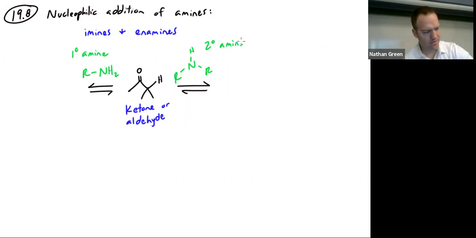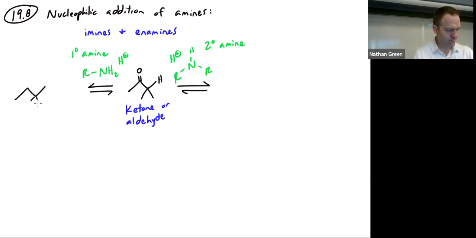Okay, when you have a primary amine, and these happen under acidic conditions, and I should really keep this above the arrow so it's not confusing. Both of these are acid catalyzed. You are going to replace the carbon oxygen double bond with a carbon nitrogen double bond.